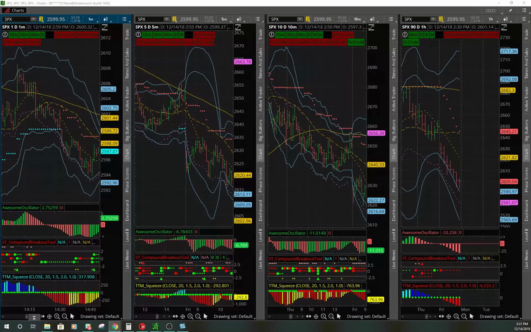So like I mentioned, for those of you in the options room, you might already be aware of what to do there. And hopefully you guys can get further education on Saturday along with the compound breakout tool.